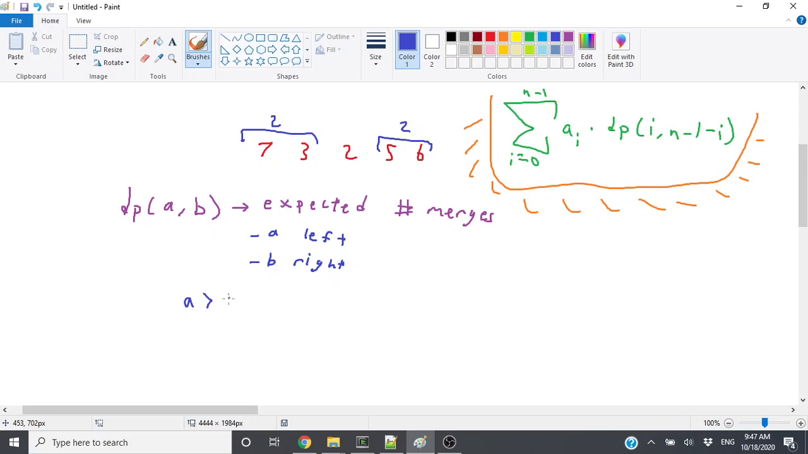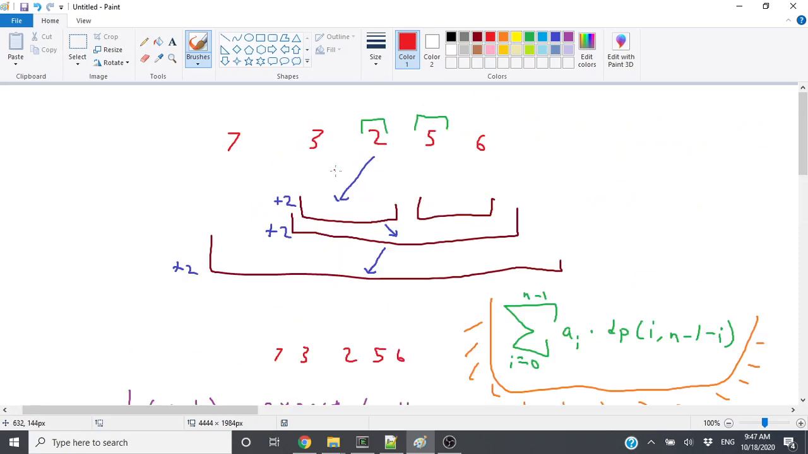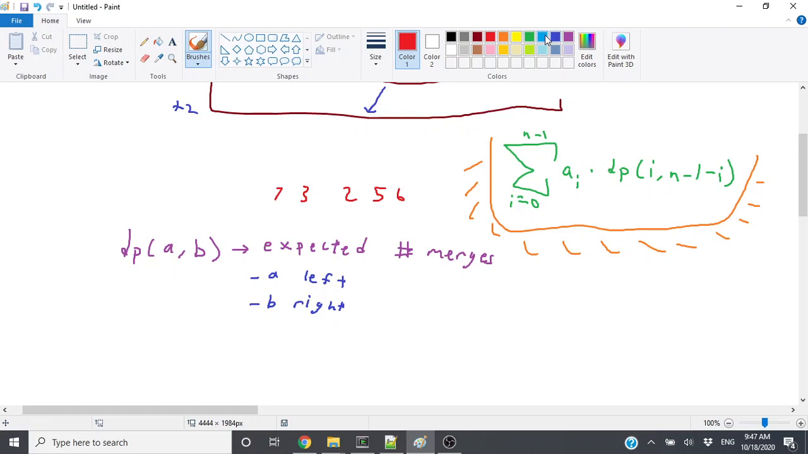I'm going to get rid of this because it's kind of distracting. Just delete the whole thing and then redraw the numbers, because whatever. 7, 3, 2, 5, 6, I think it was. Yeah. So let's consider this 2. This is what we're interested in.